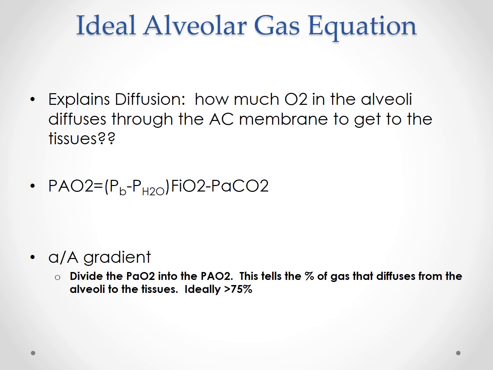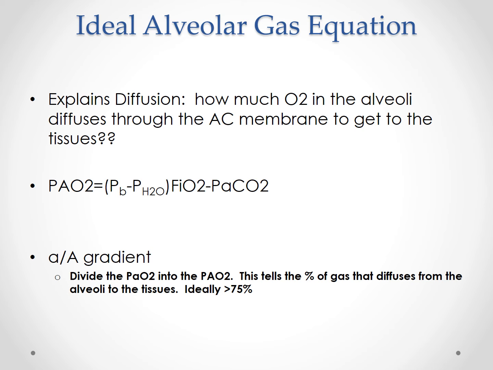Okay, so let's look at our final gas law here. This is the ideal alveolar gas equation, and it explains diffusion. In a minute, we're going to look at the 9 layers of the AC membrane, and if you remember those layers, then you can see how the PAO2 equation works. Okay, so we're going to go through the equation first, and then we're going to dig deeper into the layers and find out how we can fix it and what we can do for this.